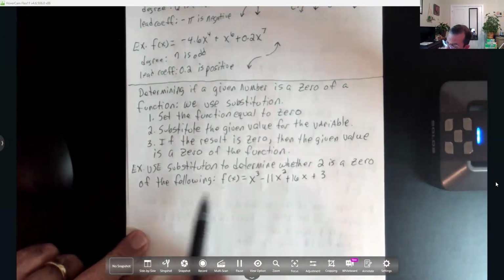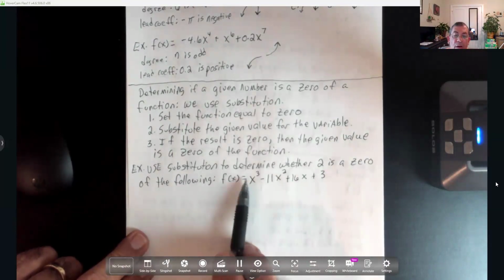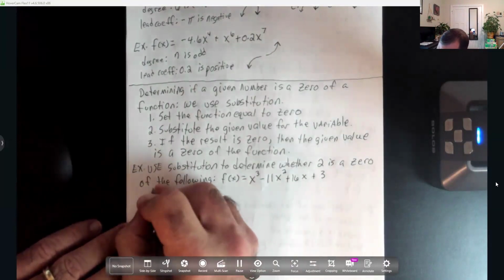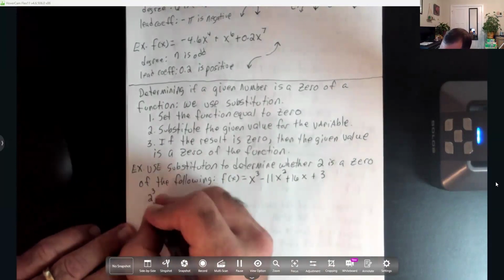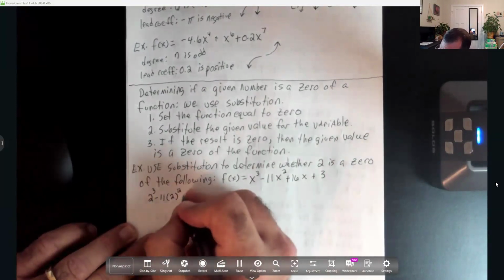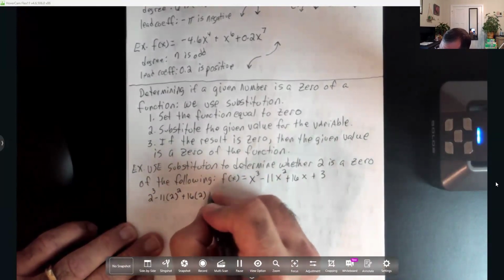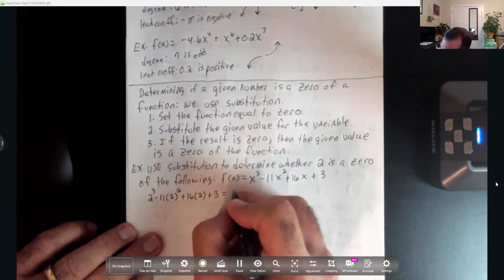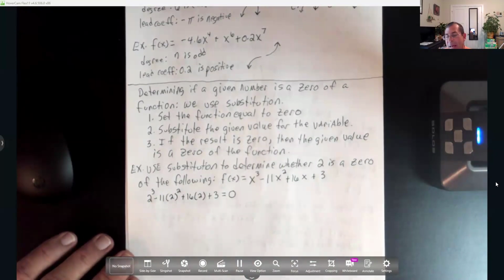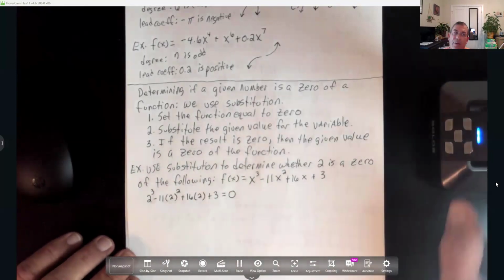So remember, to determine if 2 is a zero of this, I basically got to set this equal to 0 and plug a 2 in for all the x's. So we will have 2 to the third minus 11 times 2 squared plus 16 times 2 plus 3. This has to equal 0. So if the left side equals 0, then I got a yes on this. If this left side equals anything else, then we're going to put no.